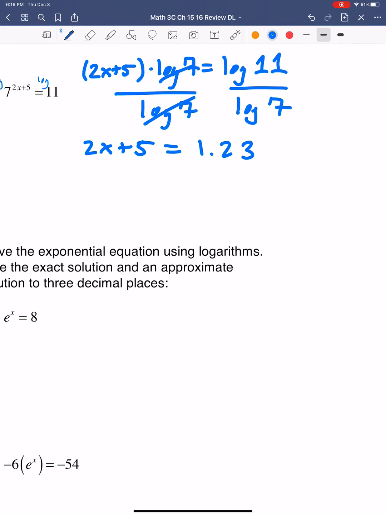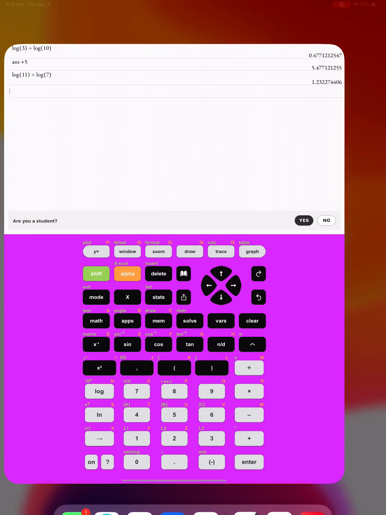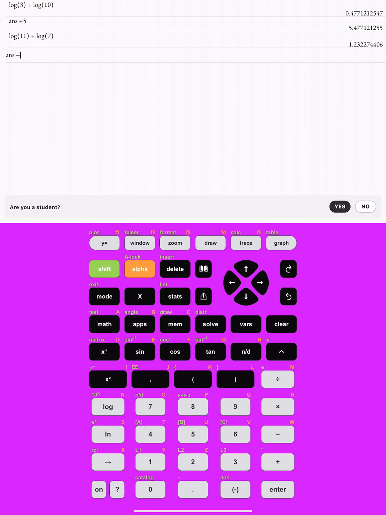And now I still need to subtract 5. Okay, and then I'm still going to, at the very end, have to divide everything by 2. So 1.23 minus 5 and divided by 2. And we end up with negative 1.88.